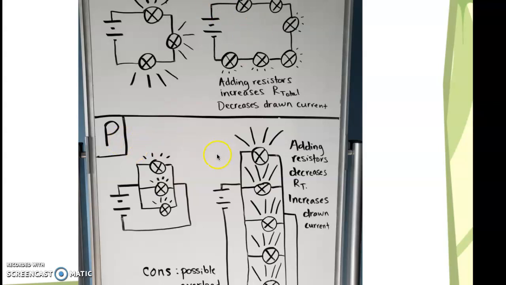In a parallel circuit, however, here's one way you can draw a parallel circuit. We have three in parallel, and we add a couple more, notice how much brighter they get. Adding resistors decreases total resistance, and that's going to increase the drawn current. And so they'll become nice and bright.